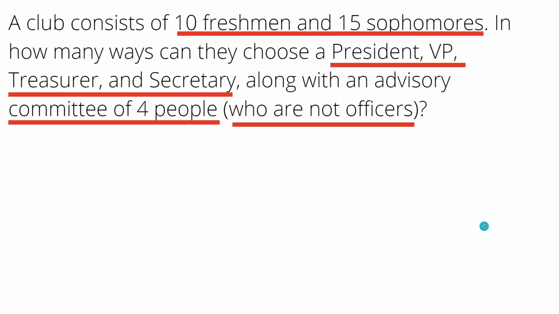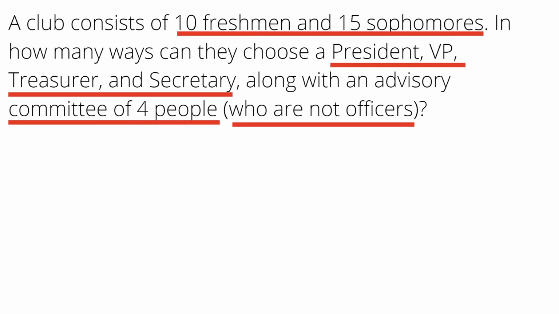Going to look at, maybe this is the last one, I can't quite remember. A club consists of 10 freshmen and 15 sophomores. In how many ways can they choose a president, vice president, treasurer, and secretary, along with an advisory committee of 4 people who are not officers? Okay, this is one of those problems that you're probably going to need to reread 2 or 3 times to really understand what they're talking about here.